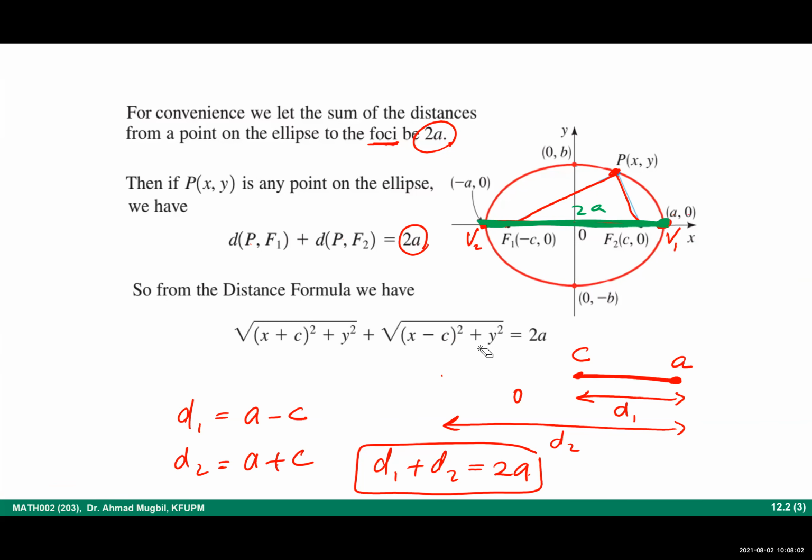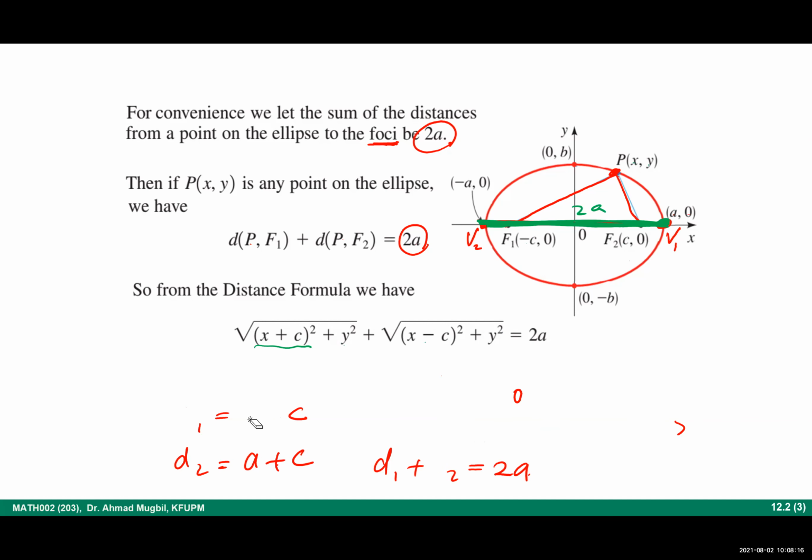Now, by using the distance formula, you know that this will be the square root of (x minus C) squared, it will be plus C, plus (y minus 0) squared, which is y squared. And similarly, x minus C, and here y minus 0. Now, I will leave this for you. I will not do that. You can move this to the other side, square both sides, do whatever. You will end up with something like this at the end.